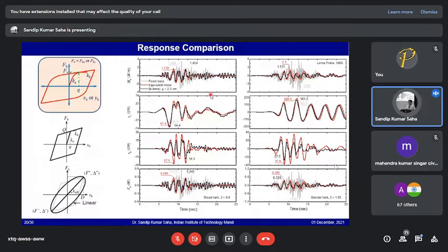So depending on that, you can see in all the cases the responses in terms of base shear or the overturning moment at the base are significantly less than the fixed base cases. So essentially you can say that isolation helps to reduce the response of the liquid storage tanks.